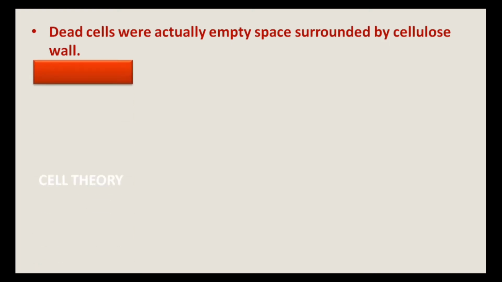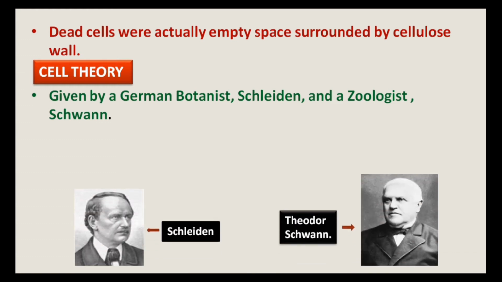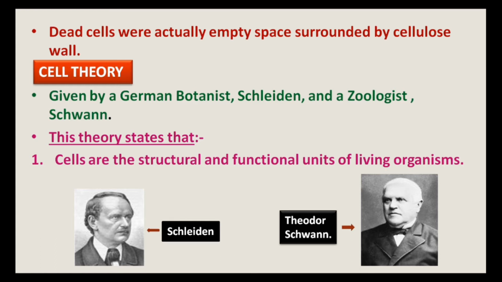Cell theory. The concept that all living organisms, whether plants or animals, are made up of cells was elaborated as cell theory by a German botanist Schleiden and a zoologist Schwann. This theory states that cells are structural and functional units of living organisms and cells arise by the division of pre-existing cells.